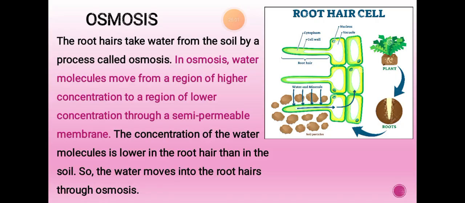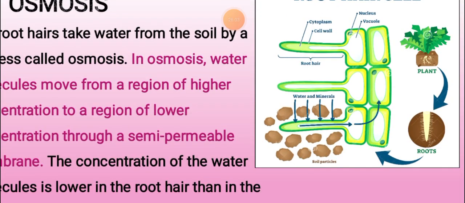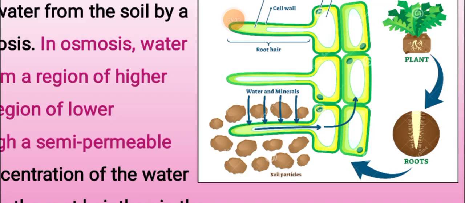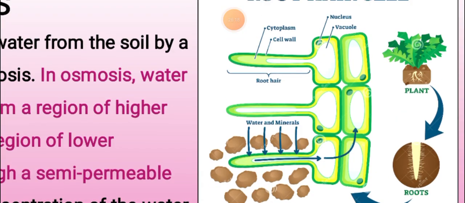Okay, now the root hair cell. Now, this is a root hair cell. First of all, a plant has roots. These are the roots. You can see the soil particles present inside this root hair soil. Then you can see water and minerals. You need to see where they're going. They're going to the root hairs.